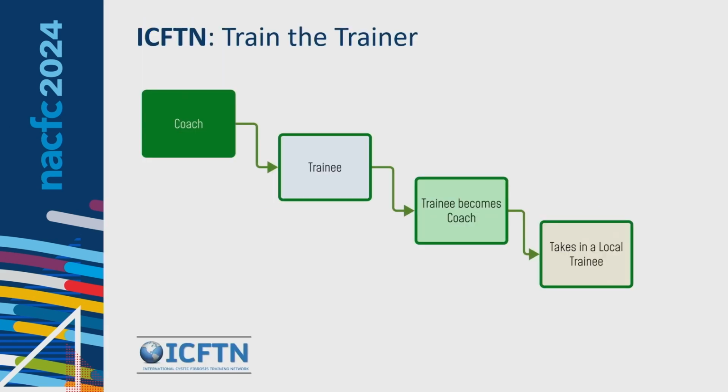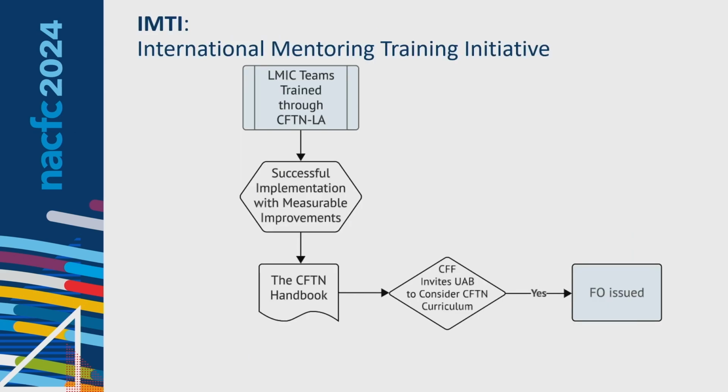So this is what we call the training network. So a coach, a US-based team, at the beginning was UAB and Baylor from Dr. Ruiz, took some trainees from Chile, Argentina, and Mexico. Those trainees now are becoming coaches, and now they're expanding their role to teach other teams in the way that we did it there locally. This was apparently welcomed by the CF Foundation, who asked us to compile this kind of training in a kind of a curriculum. And that curriculum, we call it the training initiative.